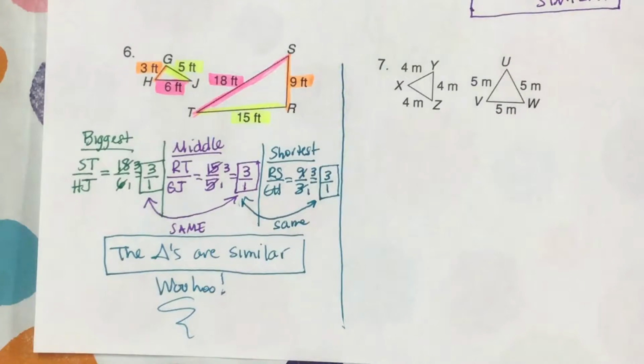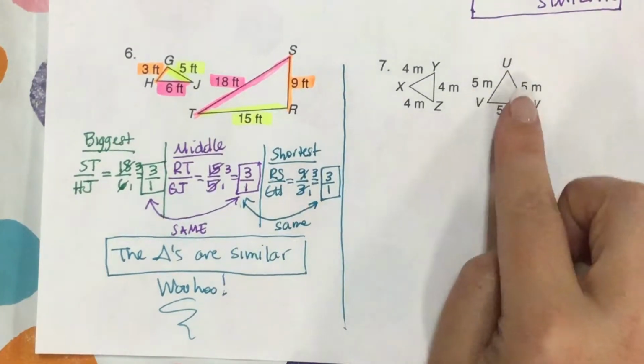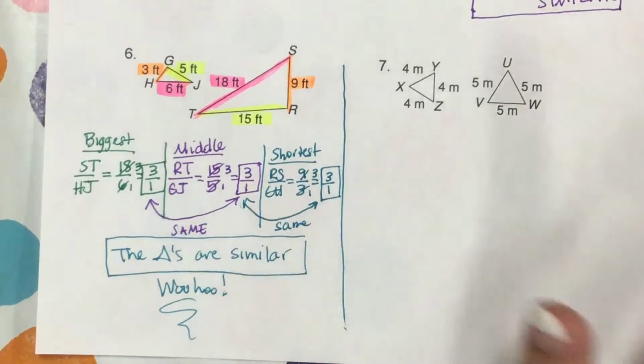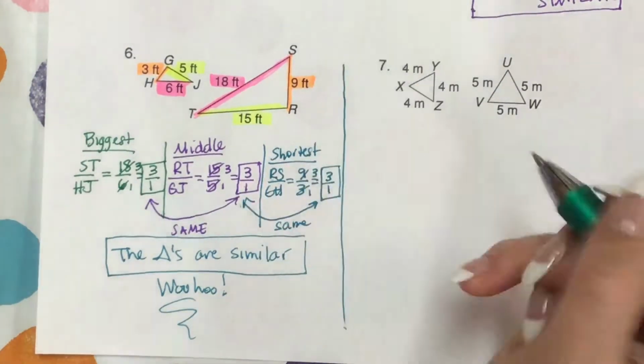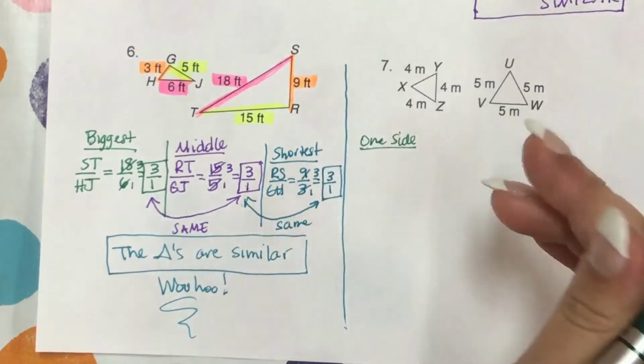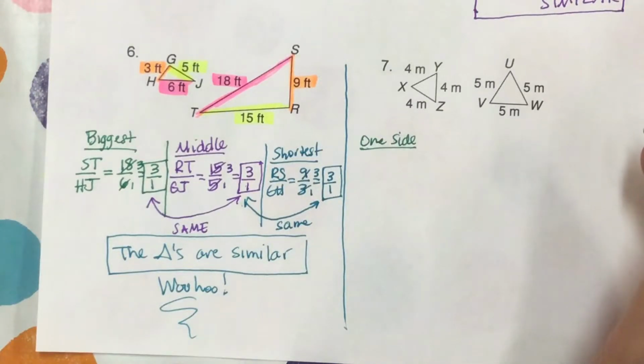Let's see if these triangles are similar. Now it looks like they're all the same thing, so it's going to be a little difficult to say what side goes with what side. But since they're all the same measure, these are all 5, 5, 5, and these are all 4, 4, 4, I don't think it really matters. So we're just going to pick one. I can't even say biggest because that's not biggest. We're just going to say one side.